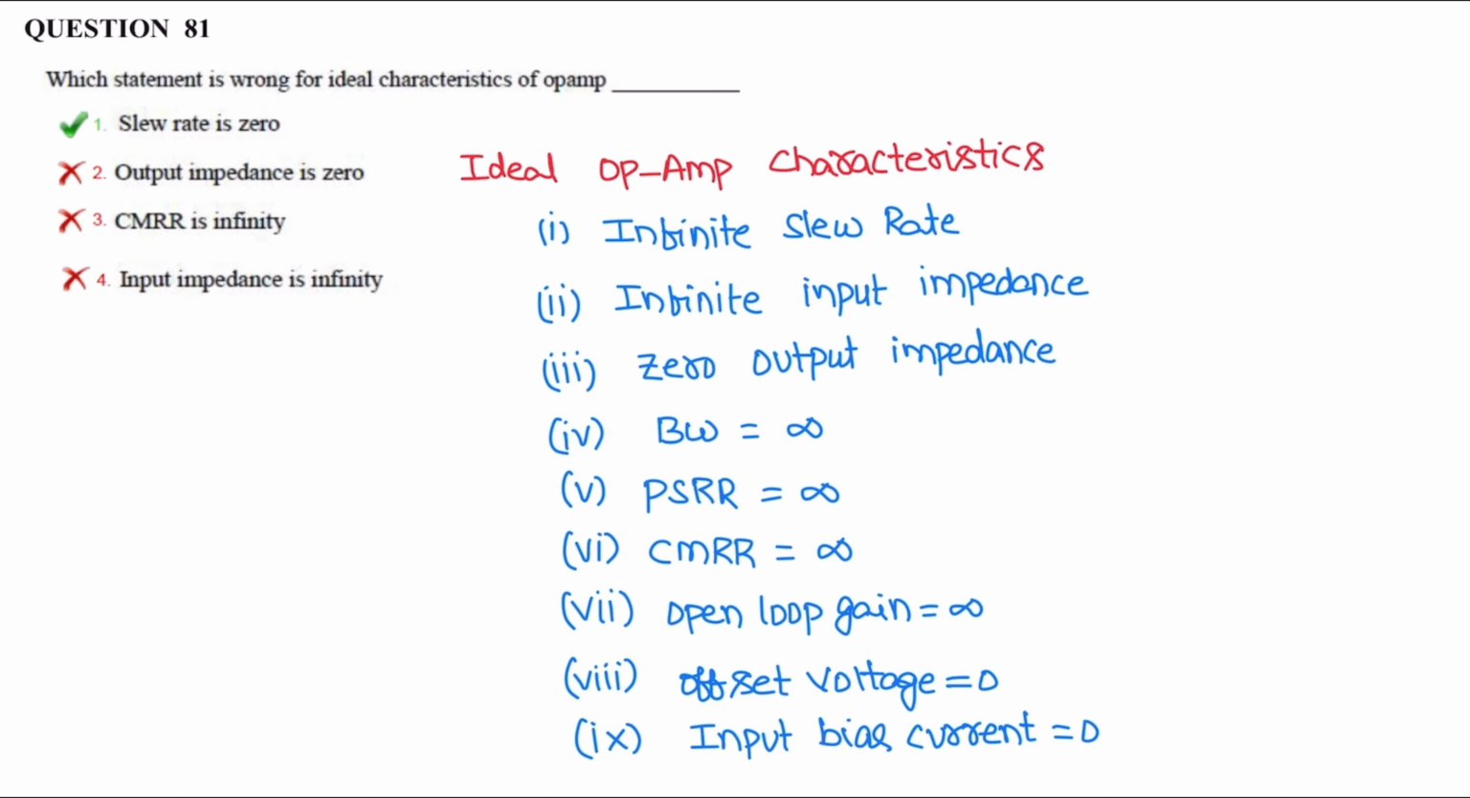Question number 81. Which statement is wrong for ideal characteristic of operational amplifier? For an ideal op amp, slew rate is infinity, input impedance is infinity, output impedance 0, bandwidth, power supply rejection ratio, common mode rejection ratio are infinity, open loop gain is infinity, offset voltage 0, input bias current 0. So from this, wrong statement is slew rate should be infinity, but here they have given slew rate is 0. Correct answer is option 1.